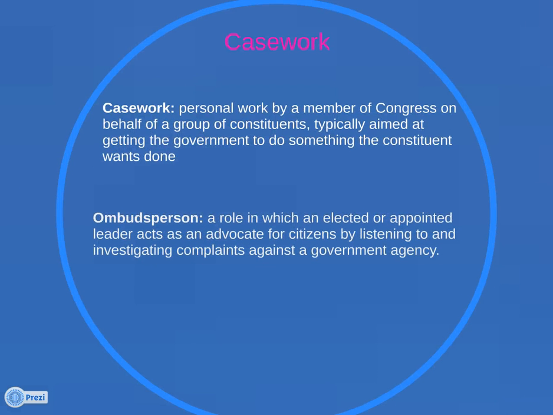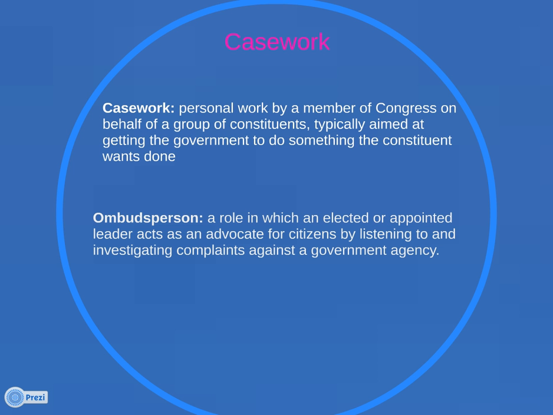Casework, as you learned in your previous Prezi, is a special form of representation. It refers to providing representation in the form of personal aid to a constituent or a group of constituents, typically by getting the government to do something the constituent wants done. Members of Congress and their staffs commonly assist constituents in dealing with bureaucratic agencies. In doing so, they serve in the capacity of an ombudsperson, an elected or appointed representative who acts as a citizen advocate by listening to their needs and investigating their complaints with respect to a particular government agency.